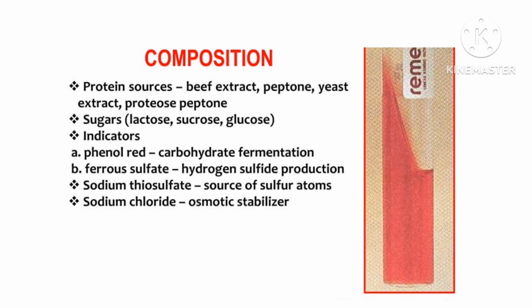It is composed of the protein source like beef extract, peptone, yeast extract, and proteose peptone. Sugars like lactose, sucrose, and glucose. Indicators: phenol red shows the carbohydrate fermentation, ferrous sulfate indicates hydrogen sulfide production, sodium thiosulfate acts as a source of sulfur atoms, and sodium chloride acts as an osmotic stabilizer. These are the components of a TSI medium.